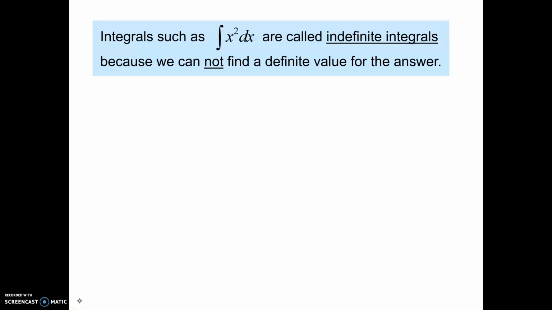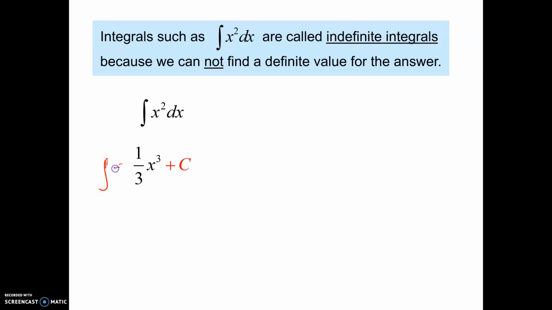Okay, so we're going to be solving separable differential equations given an initial condition. So let's just go with a little review. First off, when you have an integral like x squared dx, it's called an indefinite integral because you haven't been given any limits of integration. So that means that when you integrate it, you have to put plus c. And we don't know what that constant is.